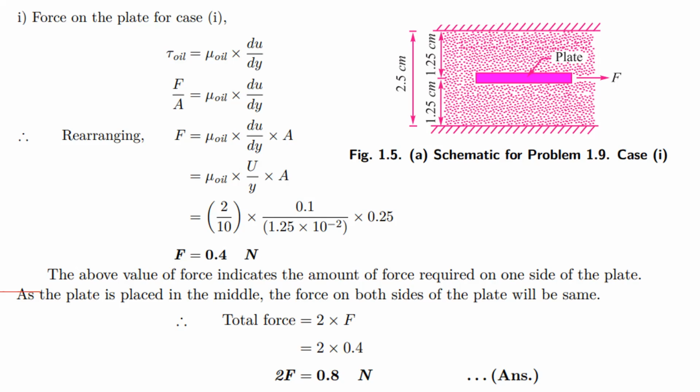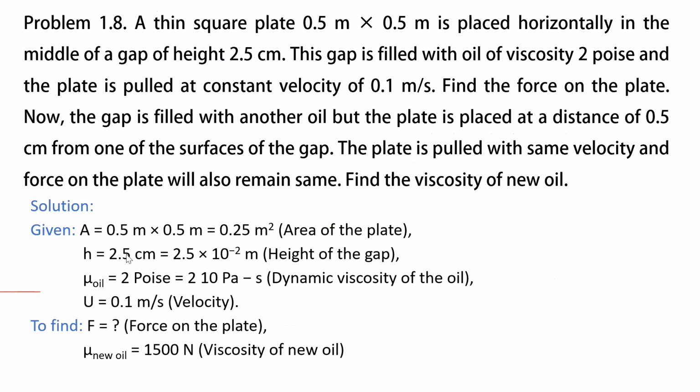Now this is pulled with some force. So how much is that force? That we have to find. Here the area is given. Height of the gap is given, that is 2.5 into 10 to the power of minus 2, or 2.5 centimeter. Area of the plate is given, 0.5 into 0.5, that is 0.25 meter square. Next, viscosity of the oil is given as 2 poise.